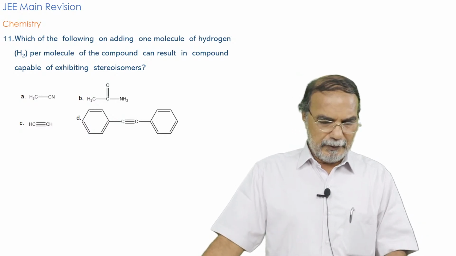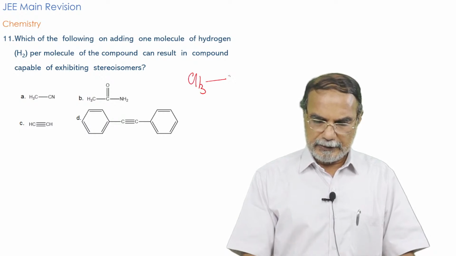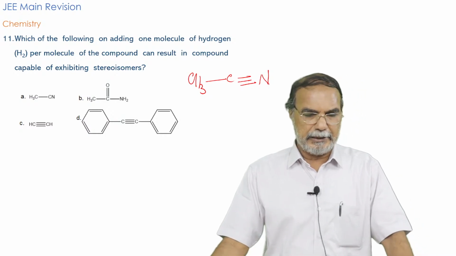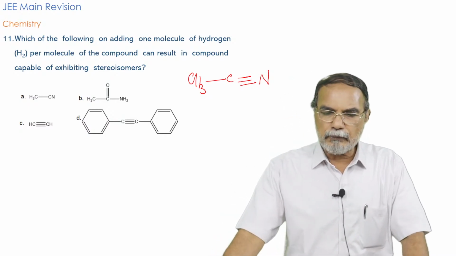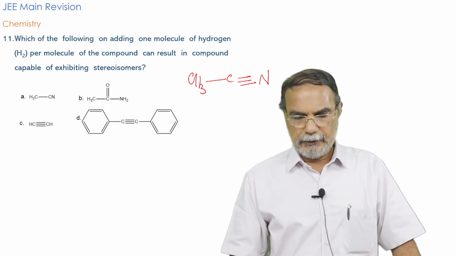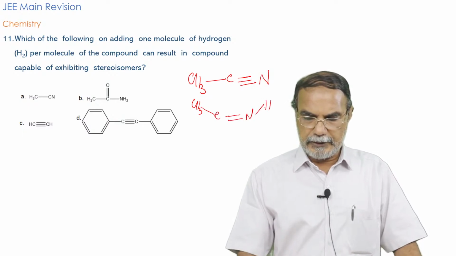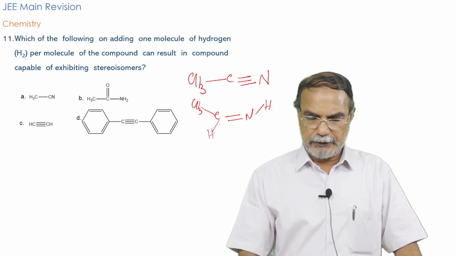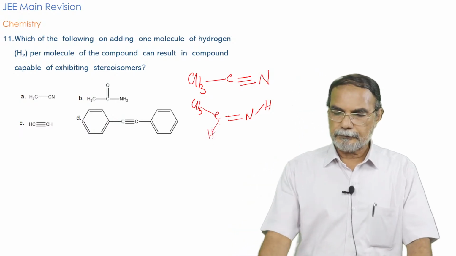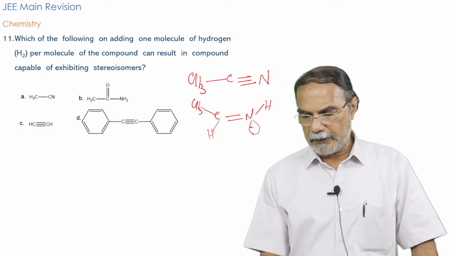Okay? So here is the compound CH3CN. CH3 triple bond N. This is the compound CH3CN. On the addition of one molecule of hydrogen, just one molecule of hydrogen to this compound, what will be the product formed? The product formed will be CH3CH double bond NH. You have a hydrogen atom here, and here you have a hydrogen atom. Of course, remember that the nitrogen here has a lone pair.